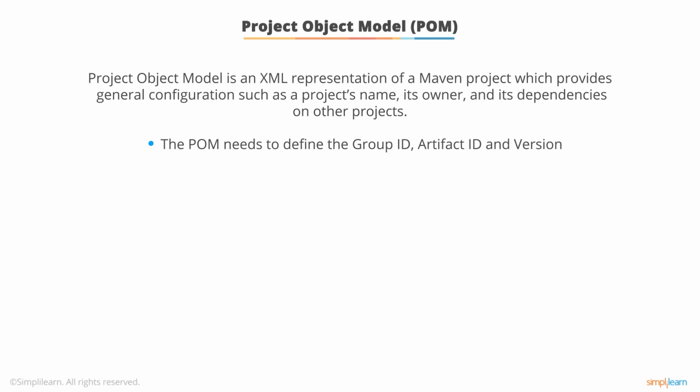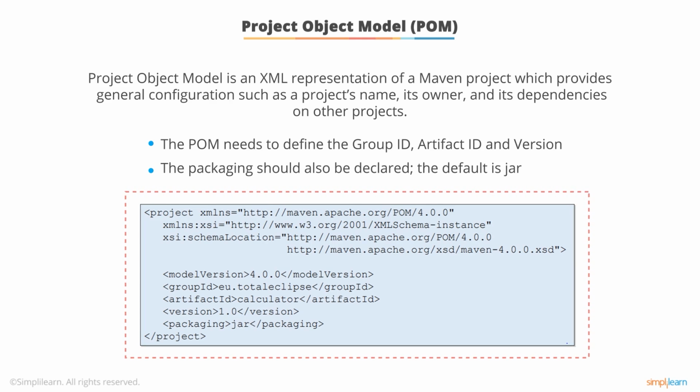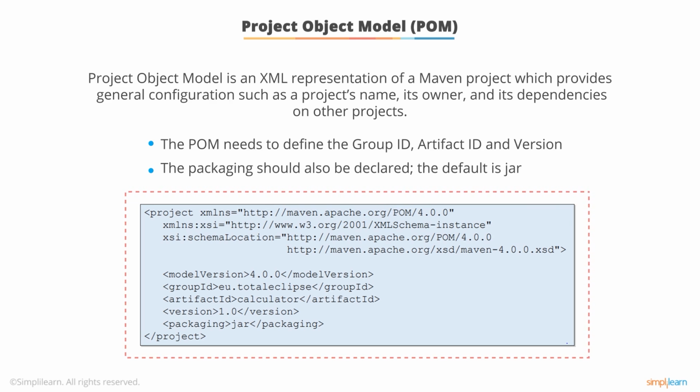The POM XML needs to define the group ID, the artifact ID, and version. The packaging needs to be declared too. The default deployment package is a jar. The project described in the XML file in the slide has an artifact ID of calculator. You can think of the artifact ID as the name of the artifact that's going to be created.